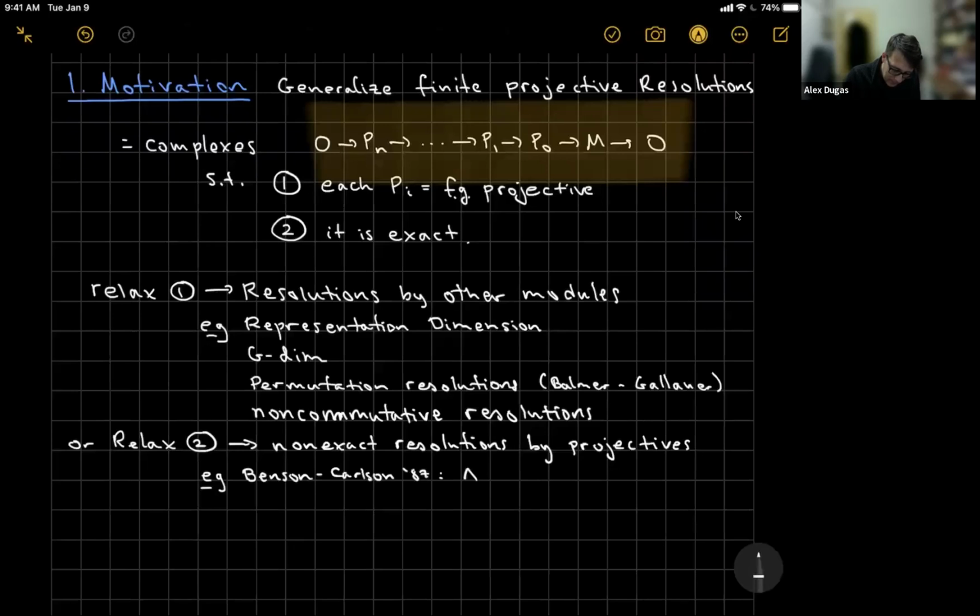And here they allow such resolutions which have semi-simple homology groups. And they call these completely reducible homology resolutions, or CRH resolutions for short.